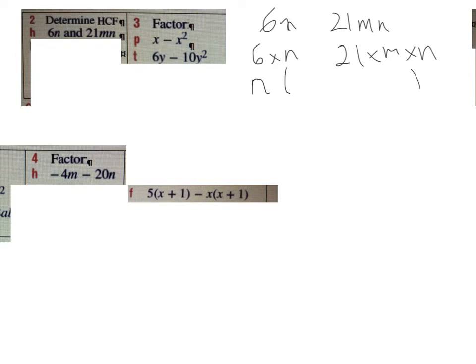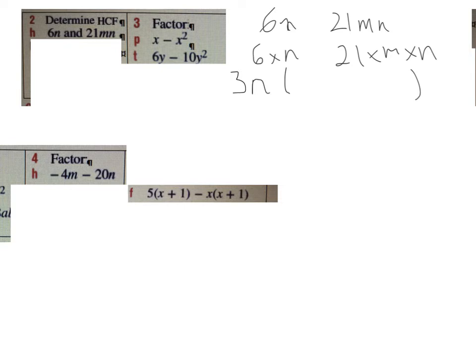Now, there's no m here, so I can't take out m as a common factor. Now, I've got some numbers. So we're going to look at the highest common factor between 6 and 21. Can 6 go into 21? No. So then we look at factors of 6. We've got 3 and 2. Does 3 go into 21? Yes, it does. Does 2 go into 21? No. So 3 is the highest common factor that they both have. So as a result, we're going to take out the 3 as well. So we're going to have 3.